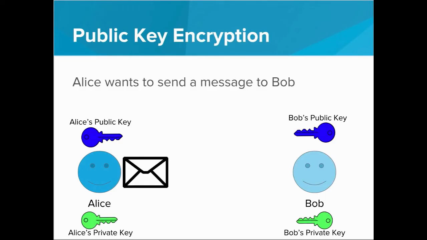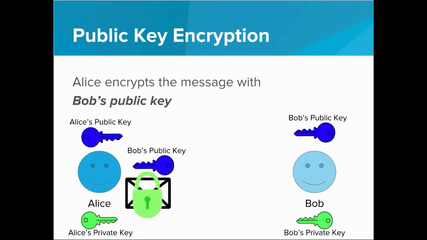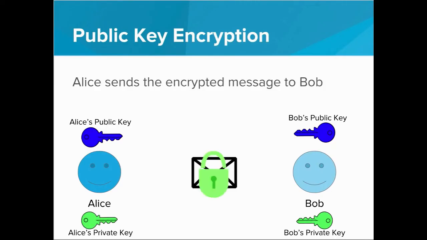So Alice wants to send a message to Bob. What she'll do is she'll ask Bob for his public key, and he'll send it on over. He'll send a copy. That's fine. It's a public key. Anyone can get a copy of it. It's public. Once she has the public key, Alice will encrypt the message with Bob's public key. Now that it's encrypted, the only thing that can decrypt it is Bob's private key. So now she'll send it over the network. She'll send it out to Bob. She'll send it encrypted with Bob's public key.